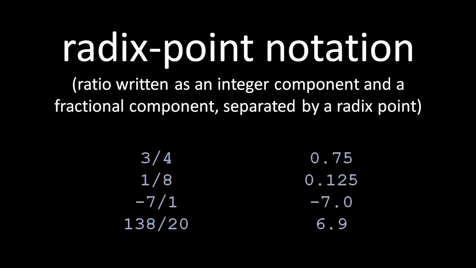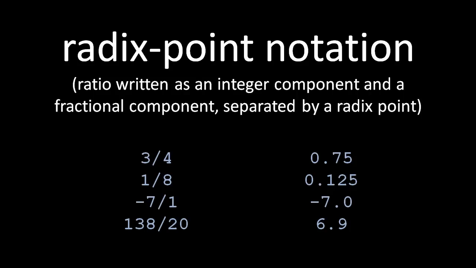Rational numbers are often not expressed as ratios, but rather as an integer component and a fractional component, separated by what's called a radix point. This is called radix point notation. For instance, the ratio 3 over 4 is represented in radix point notation as 0.75.